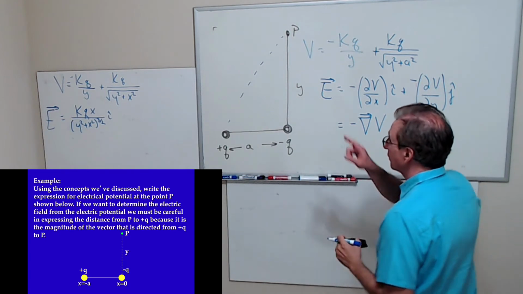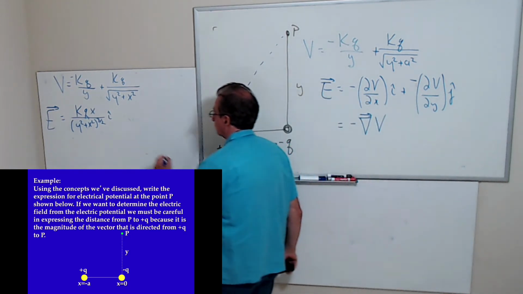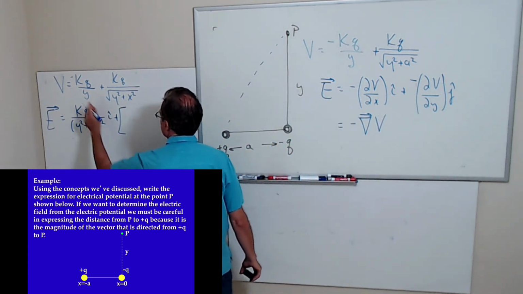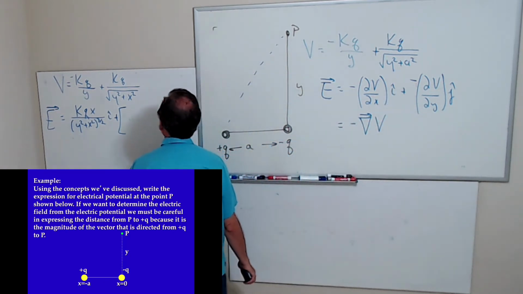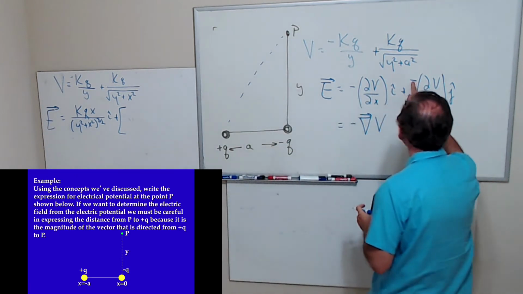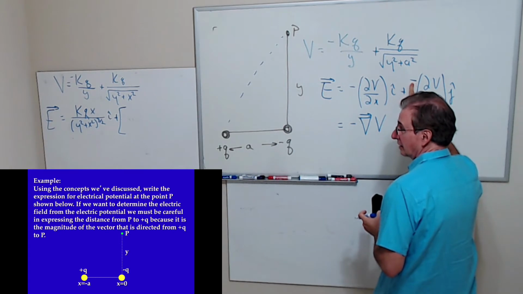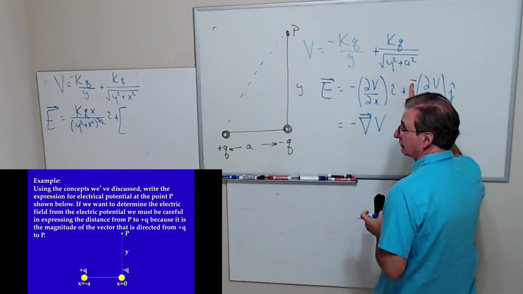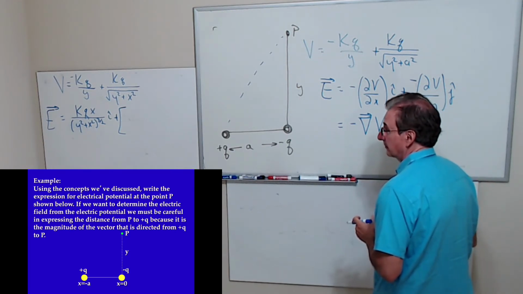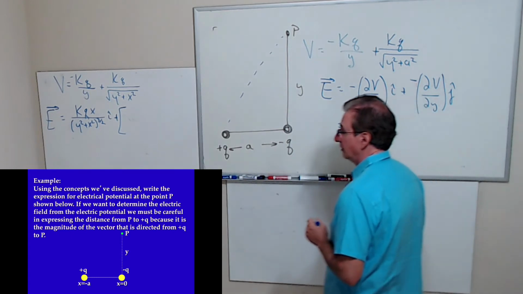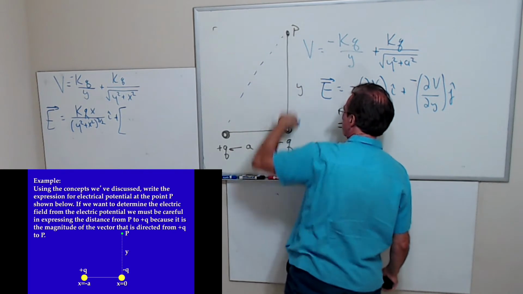Now I want to take the derivative of that function with respect to y. That'll give me the y component. Let me take the derivative of this with respect to y, and then remember, don't forget the minus sign in front. So there's actually three minuses because I take the derivative here. Okay, I have a minus sign here, and then a minus sign from the differentiation. Okay? And it should make sense because the electric field is going to point downward due to this charge.